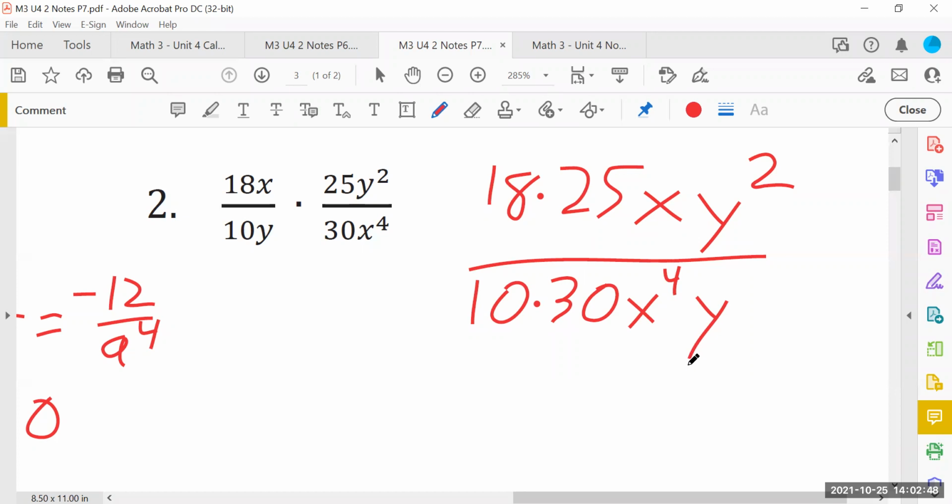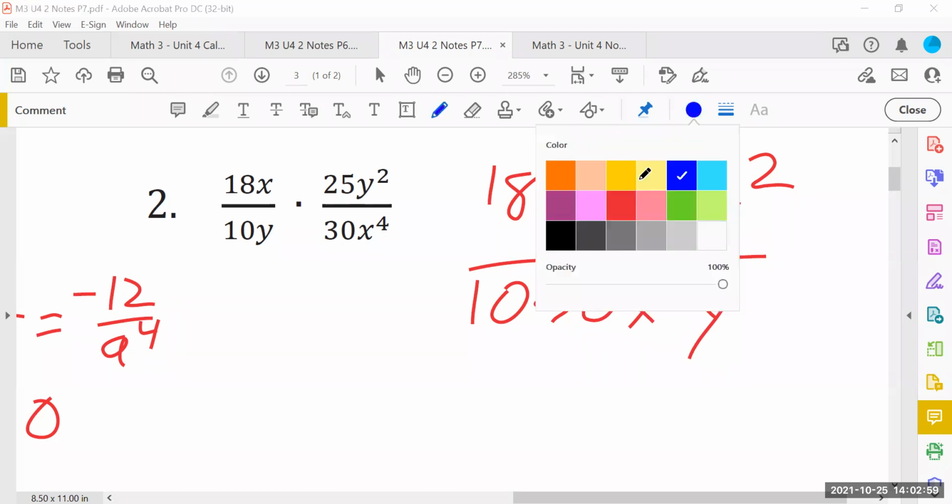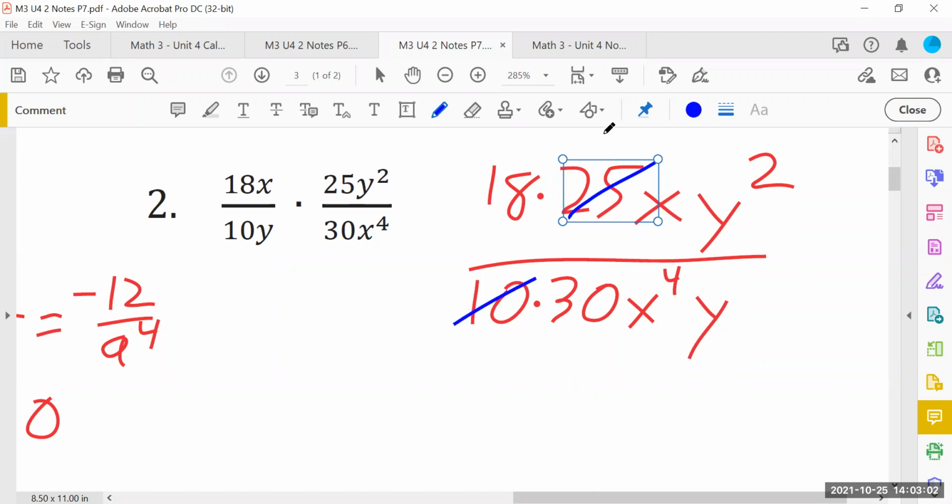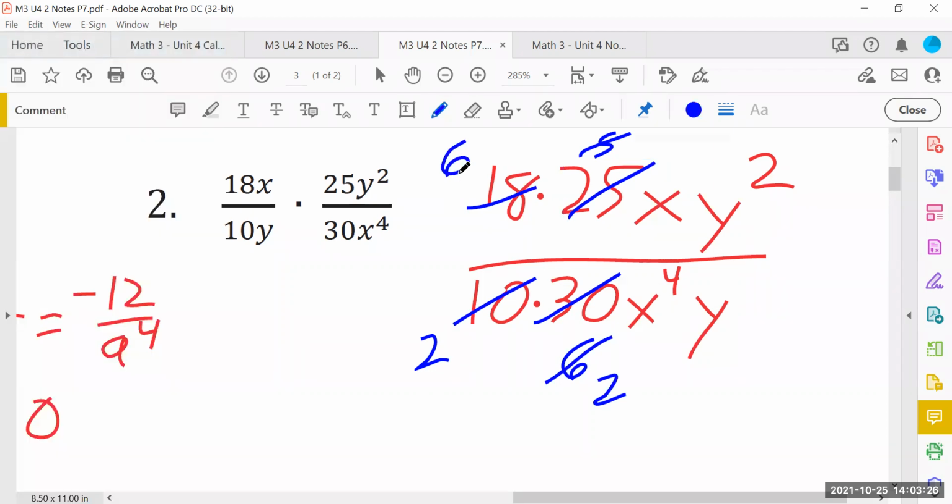So do you guys see anything that goes into the top and bottom? Do we agree that 5 would go into, you could do this a couple different ways, right? We could do 5 goes into 25 and 10. That'd leave me with a 5 and a 2. But then does 5 go into 30 also? Yes. So you could do 5 goes into 30 6 times. 3 goes into 18 and 6. So I could do that. 2, that's 9. No, it's not. 6. There we go.